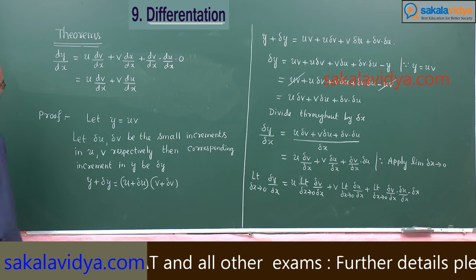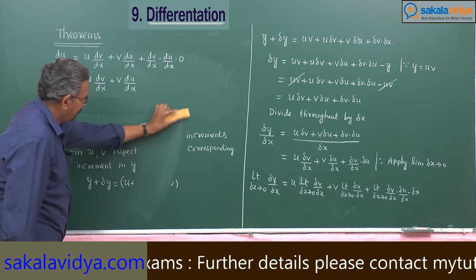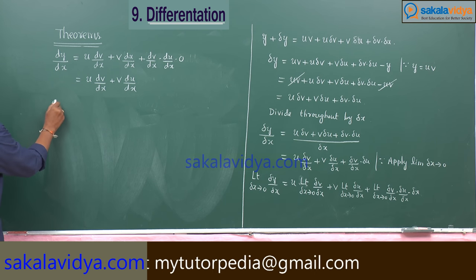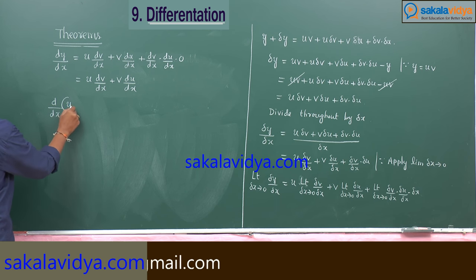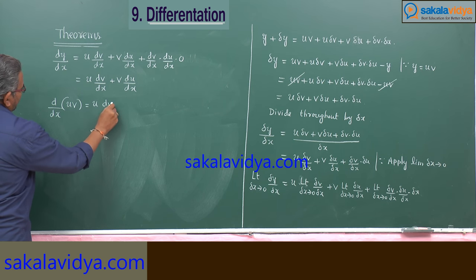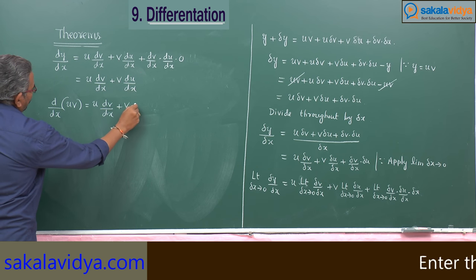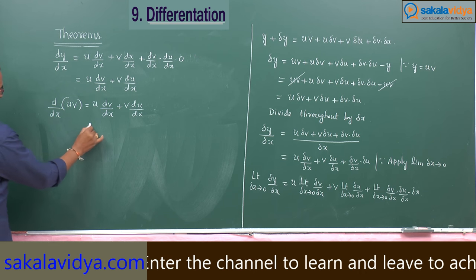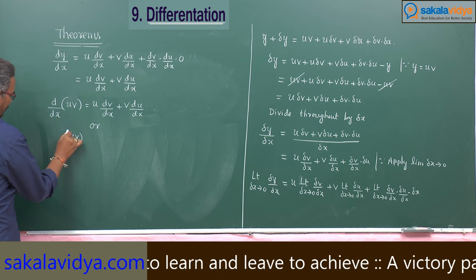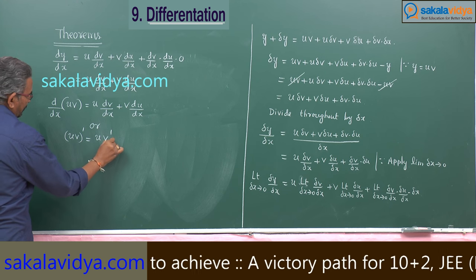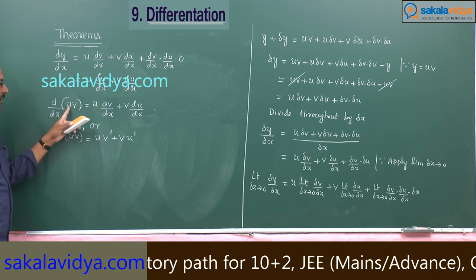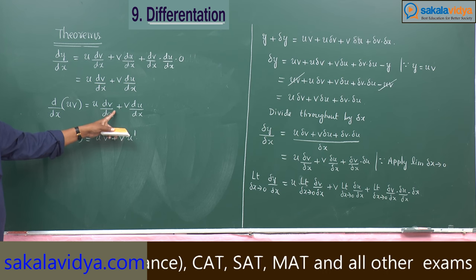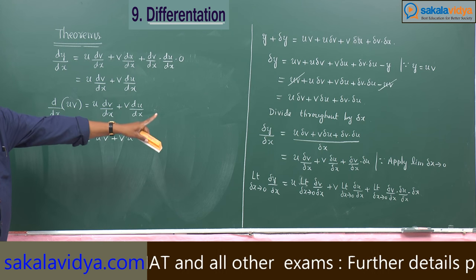So now y is nothing but uv. So we get d by dx of uv equals u dv by dx plus v du by dx. For our convenience, it can be remembered as (uv)' is equal to uv' plus vu', or derivative of first function into second function is equal to first function into derivative of second function plus second function into derivative of first function.